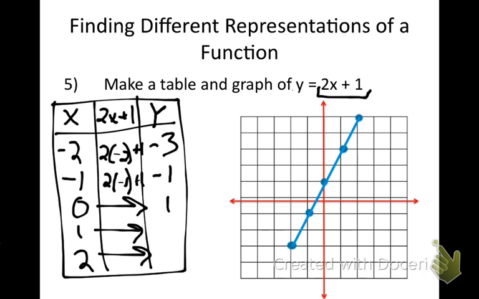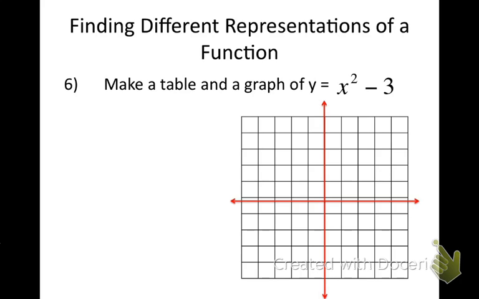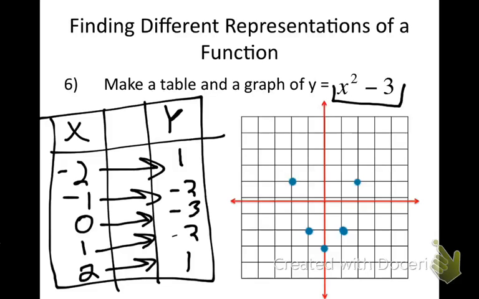All right, try number 6 here. Same idea, make a table. Evaluate it for the function x squared minus 3. If you look on the board, the function is made for us there. Again, use the same values, negative 2, negative 1, 0, 1, 2. Now, does that mean you only have to use those values? No. You can pick other values.